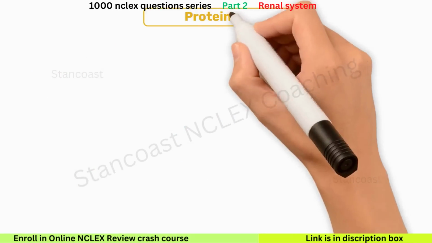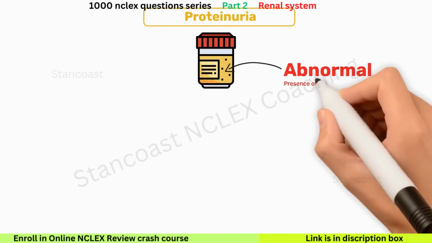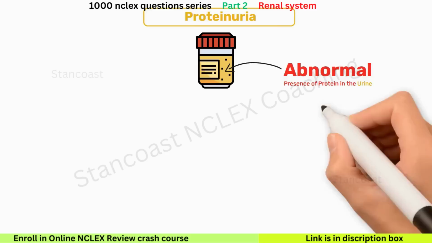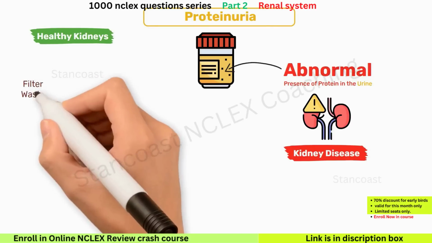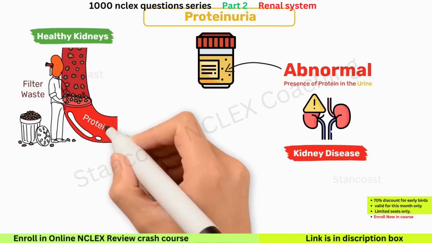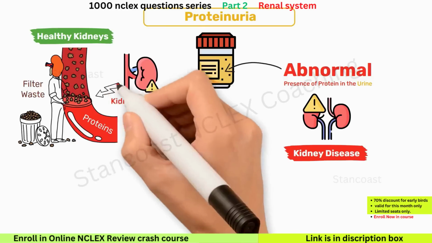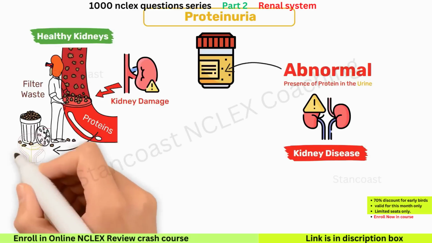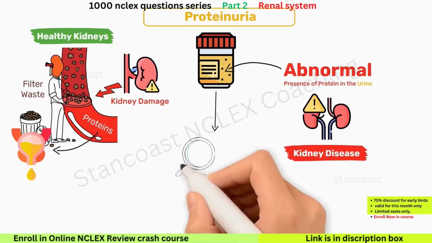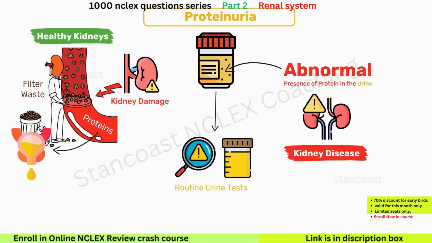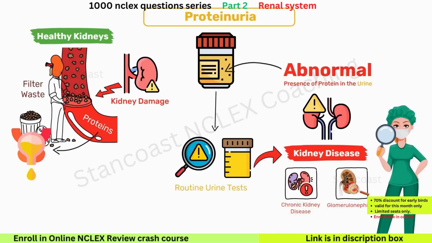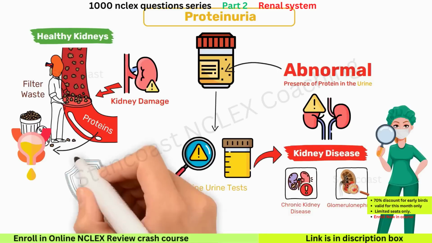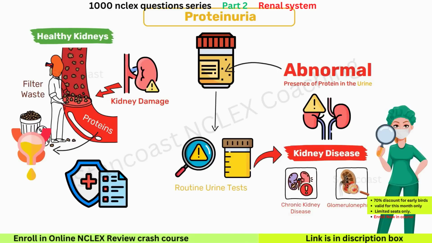Proteinuria. Proteinuria, characterized by an abnormal presence of protein in the urine, is frequently one of the earliest indicators of kidney disease. Normally, healthy kidneys filter waste while retaining essential substances like proteins. However, kidney damage compromises this function, causing proteins to leak into the urine. Proteinuria is often detected through routine urine tests, signaling various kidney diseases such as chronic kidney disease and glomerulonephritis. Recognizing this primary sign is vital for early detection and management of kidney-related conditions.